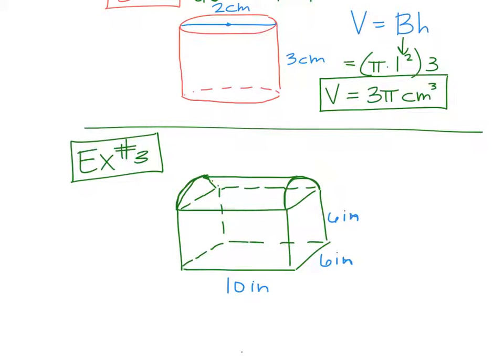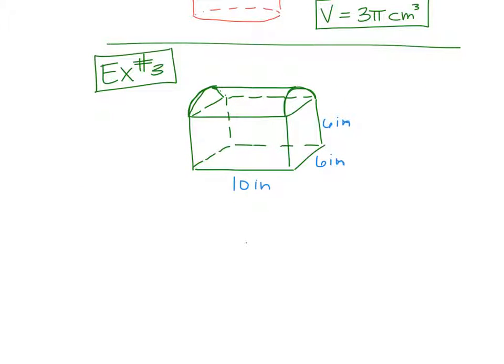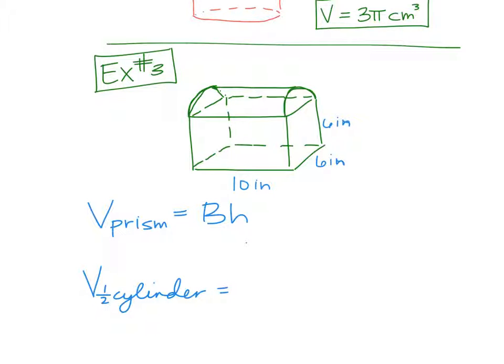So we're gonna find the volume of this figure by finding the volume of the prism, which is gonna be BH. And then what's our other figure? Half of a cylinder, okay? So make sure you're doing half a cylinder, not the volume of a full cylinder. Volume of a cylinder is BH, so we're gonna do 1/2 times BH, right? That'll give us half the cylinder.